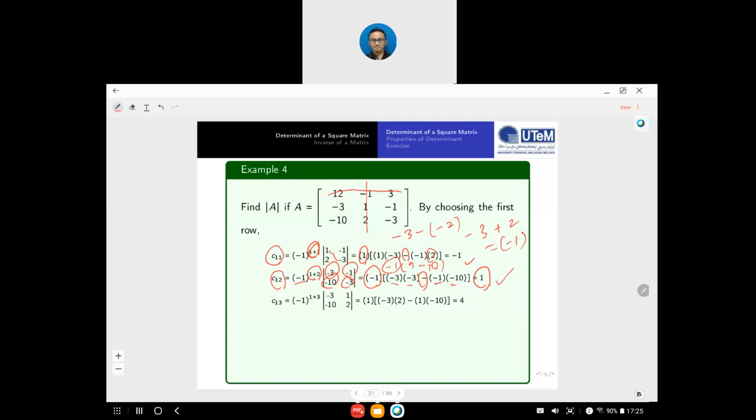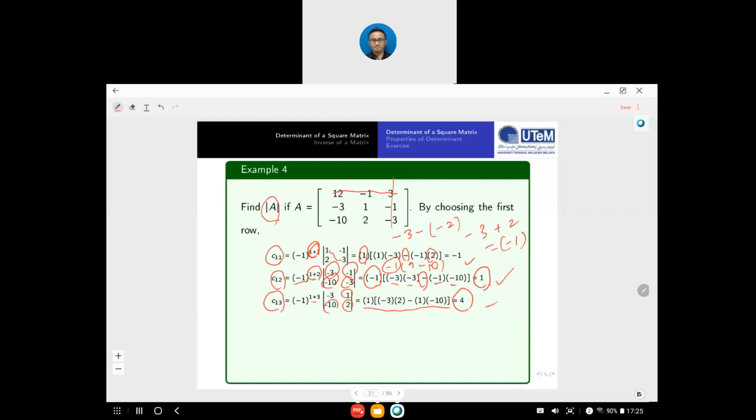Also, the same thing for cofactor 1, 3. Cofactor 1, 3 becomes negative 1 to the power of 1 plus 3. Also the same thing here. So you can get, first row, third column, negative 3 times negative 3, 1, negative 10, 2. Also the same thing, right? Something like this, and then your final answer is 4.